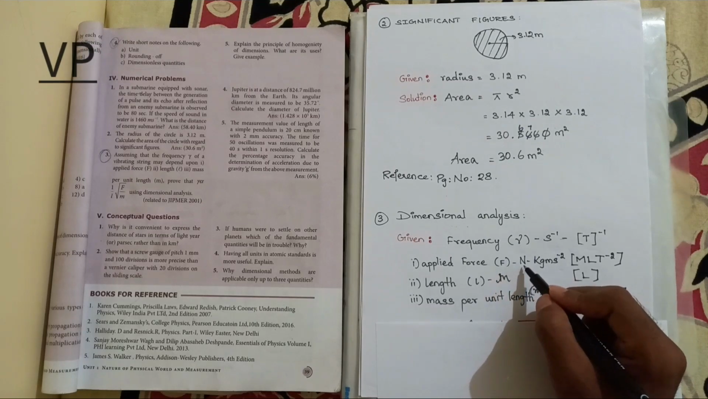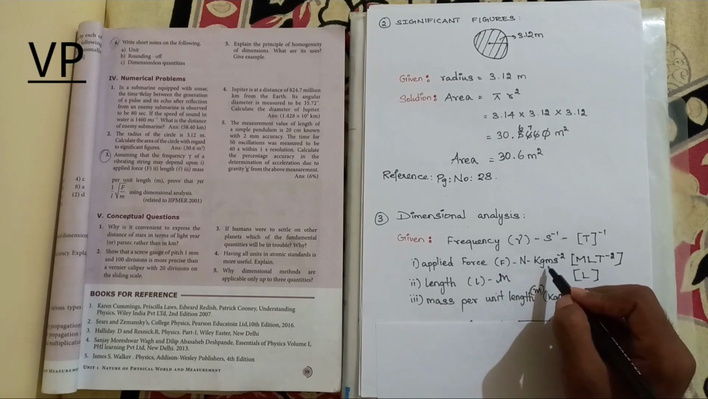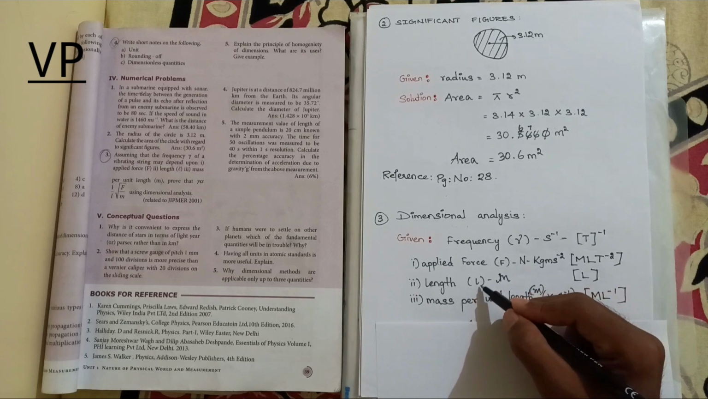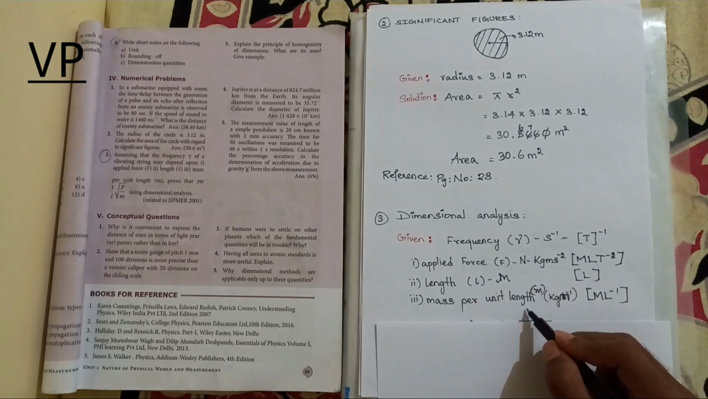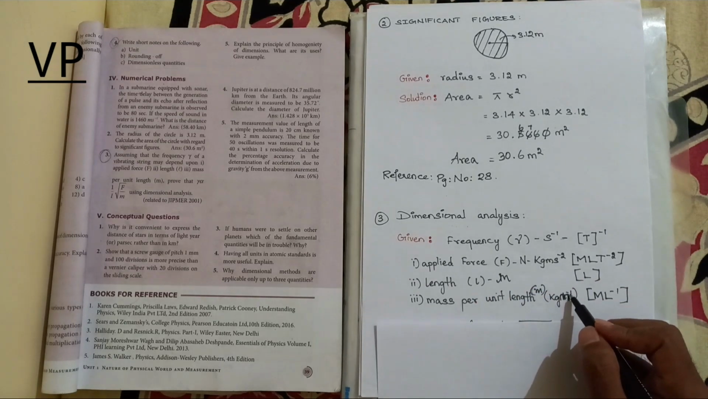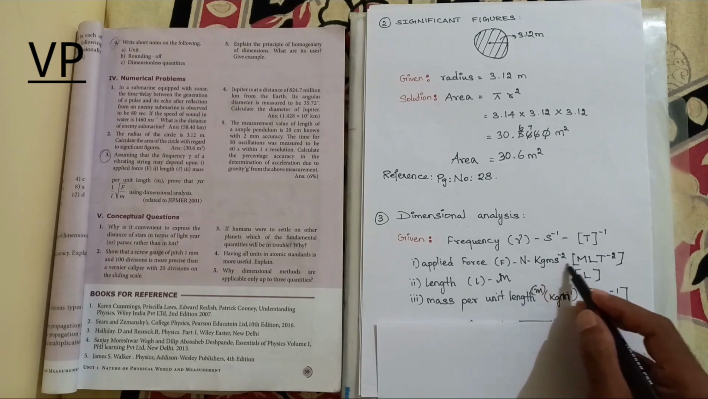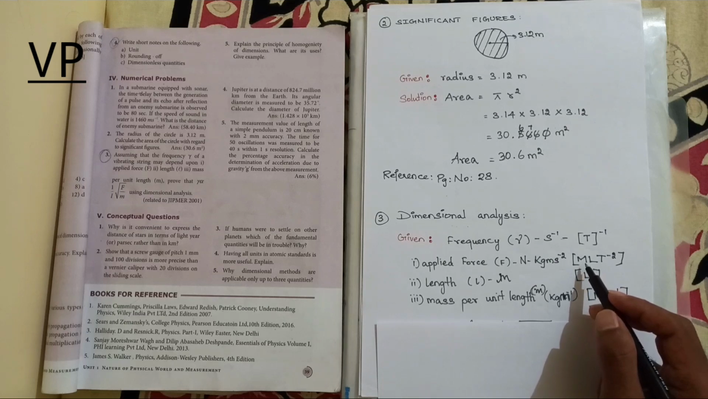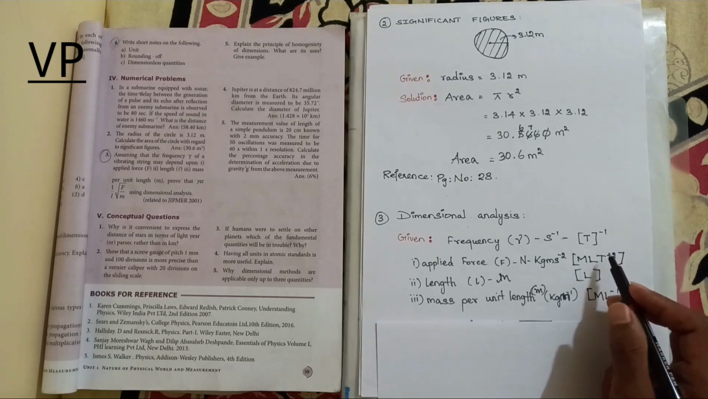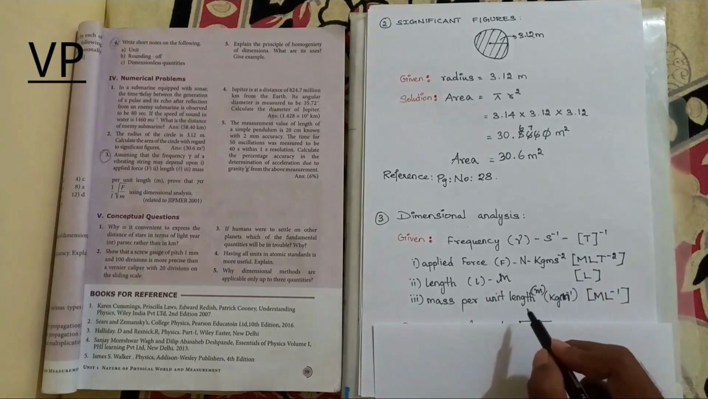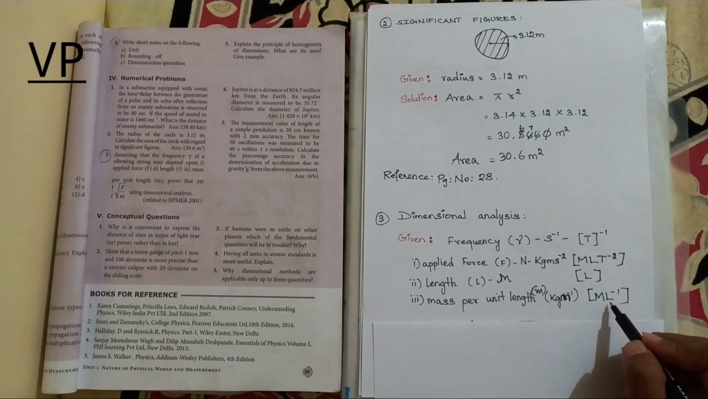We will write their units now. For force, it's Newton and its unit is kg meter second to the power minus 2, and for length it's meter, and for mass per unit length it's kg meter to the power minus 1. And now we shall resolve the dimensional formulas. So for force, the dimensional formula is M L T to the power minus 2, and for length it's capital L, and for mass per unit length it's M L to the power minus 1.